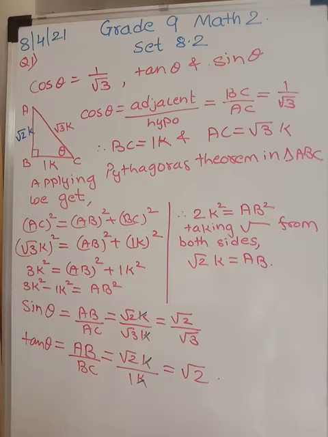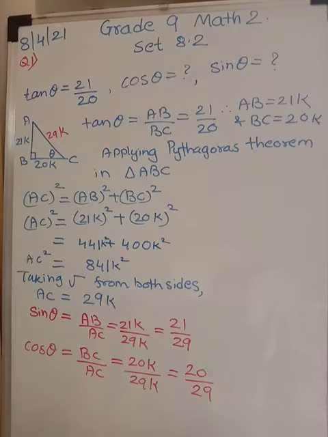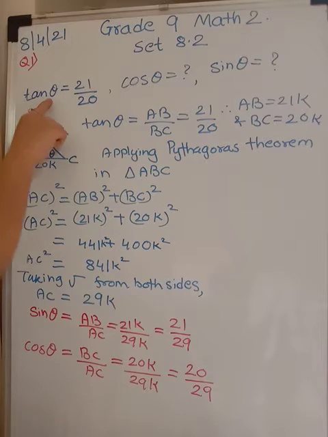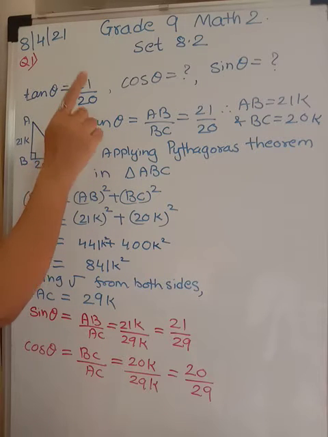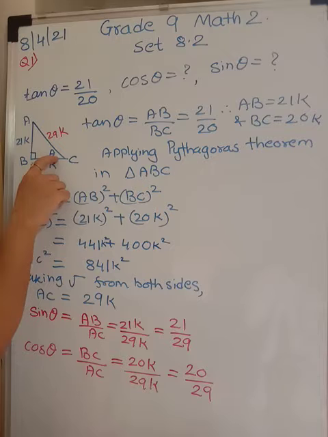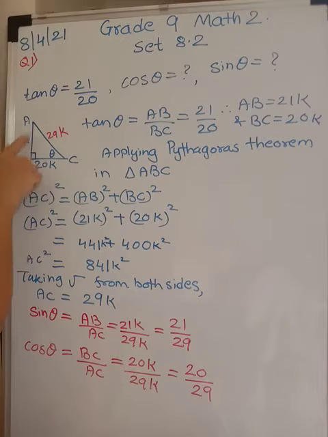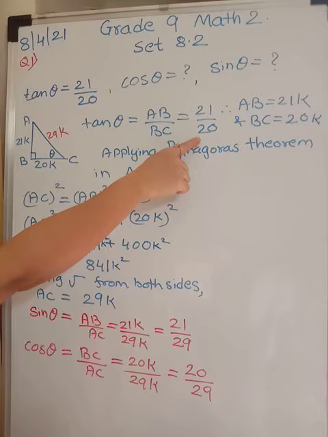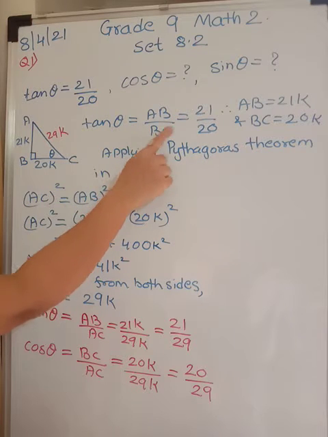Now let us go for the next one. This is the last from the table because the last 3 columns are reduced from your syllabus. So we are left with 21 by 20. Tan theta value is 21 by 20 and we have to find cos theta and sin theta. So tan theta, if this is theta, then opposite side upon adjacent side. So AB upon BC will be 21 upon 20. Therefore AB will be 21K, BC will be 20K.